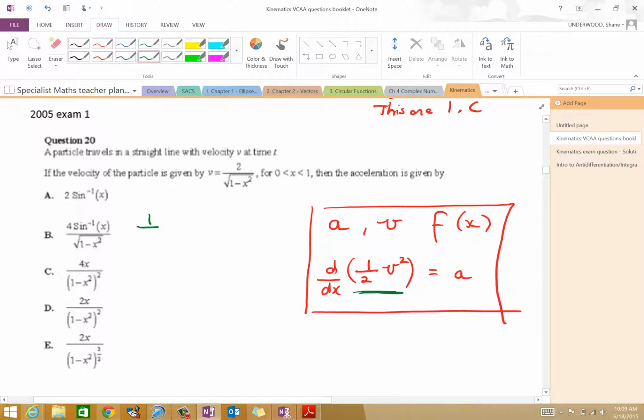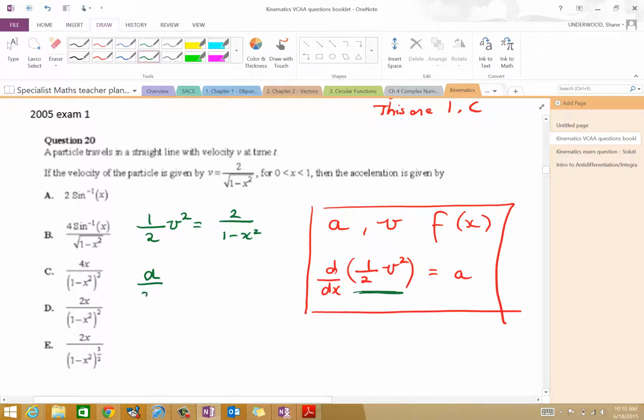So what I've got is a half v squared because I'm anti-differentiating. Okay, so if I'm anti-differentiating, that's going to give me a half v squared is equal to, I've got 2 over 1 minus x squared. Is that right? No, because I'm squaring it. So a half v squared is equal to a half of 4, yeah. Okay, so I've skipped a step, haven't I?